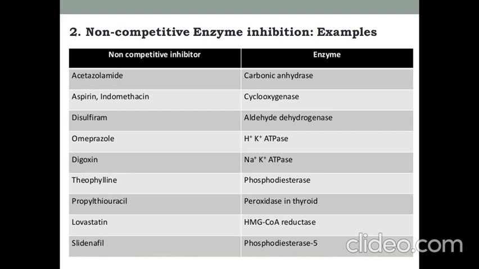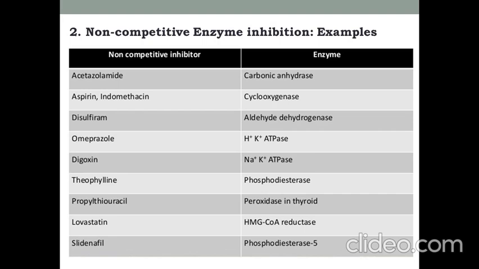Digoxin. Digoxin is obtained from cardiac glycosides and it is used in case of CHF. CHF is congestive heart failure disease. It works on the sodium potassium ATPase pump and it blocks the sodium potassium ATPase pump. Next one is theophylline. Theophylline is used as a phosphodiesterase inhibitor. Next is propylthiouracil. It works on the peroxidase enzyme.